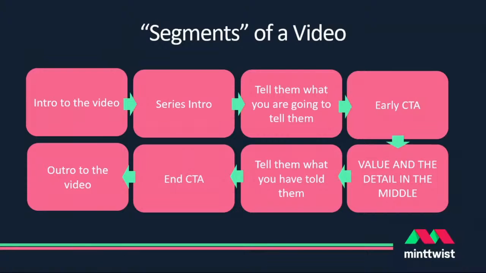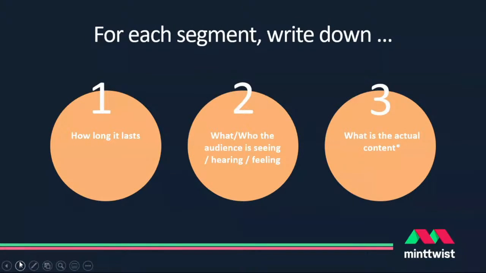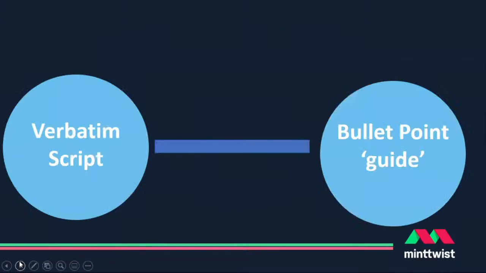Recap from last week: we said there are segments of a video, and we might be using some of these, we might be using all of these, but whatever segments we are using for each episode, we want to take those segments and write down 3 things for each of them. We want to know how long the segment is going to last, who is the audience seeing and/or hearing and/or feeling, depending on what we're trying to do with that segment. We want to describe what's going to happen. And then we want to potentially draft the content. So what are we actually going to say and do?